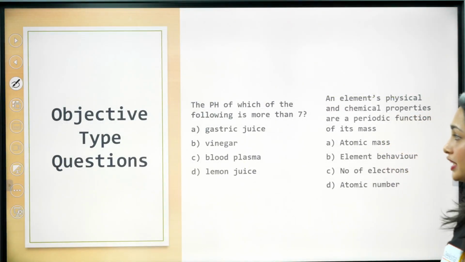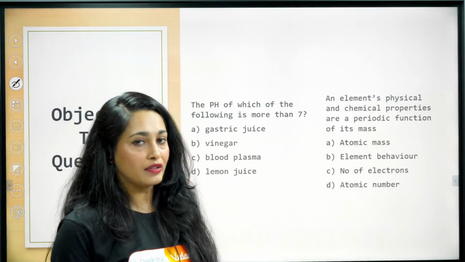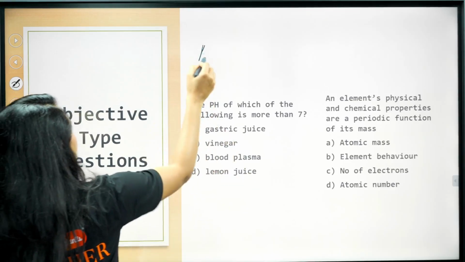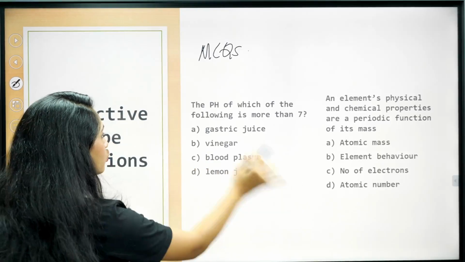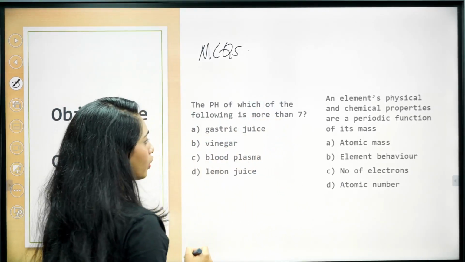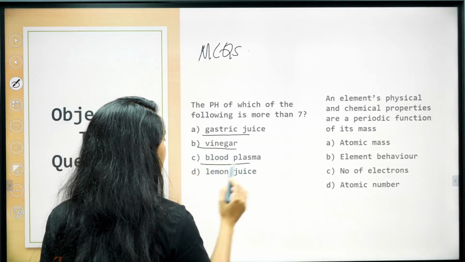Next. So objective type question. This is quite familiar. You are quite familiar with this. So these are MCQs. Objective type questions are also called MCQs. Use elimination method. So the pH of which of the following is more than 7? Gastric juice, vinegar, blood plasma, lemon juice.